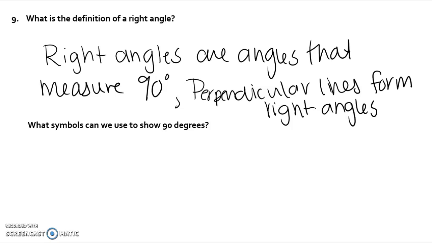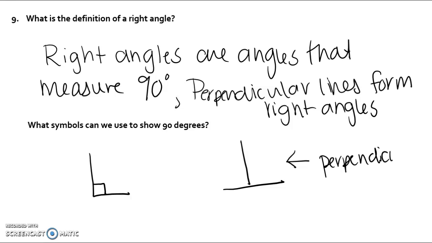So some symbols we can use to show 90 degrees. If you see this little box in the corner of your angle, it tells us we have a 90-degree angle. And this symbol, our upside down T, is the symbol for perpendicular. And again, if I have perpendicular lines, I know that I will be forming right angles.